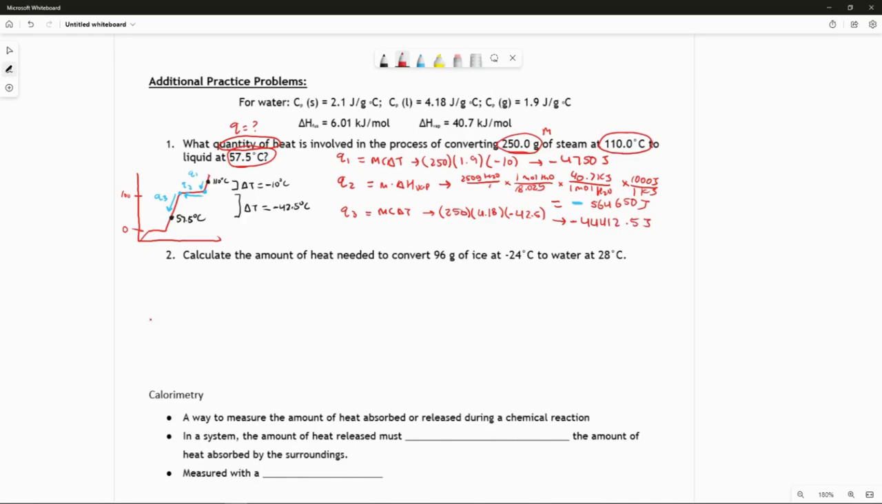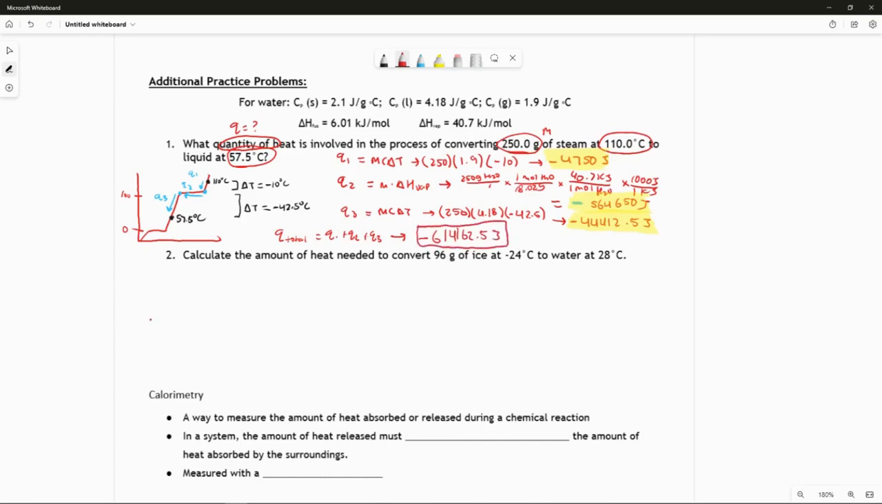All right. So in order to find the value of Q total, we found 3 separate Qs. We have to add them all up, just like we did in the previous practice problems. So Q total equals Q1 plus Q2 plus Q3. When you add all of these up, we have negative 4,750, negative 564,650, and negative 444,012.5 joules. Add them all up together, and your final answer should be negative 614,162.5 joules.